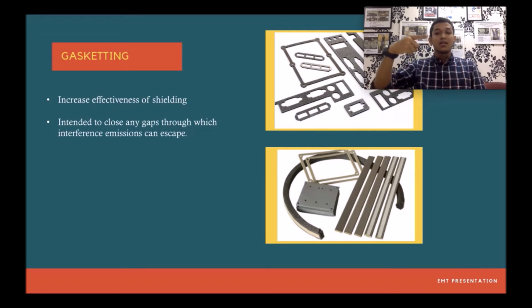So there's this and there's this. So the space between them, we use gasket to close the space. There's beryllium copper gasket and there's other type of gasket. I mentioned beryllium copper because it is the gasket that can reduce the most interference.